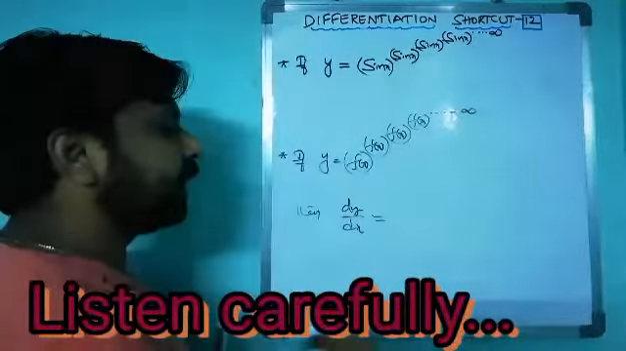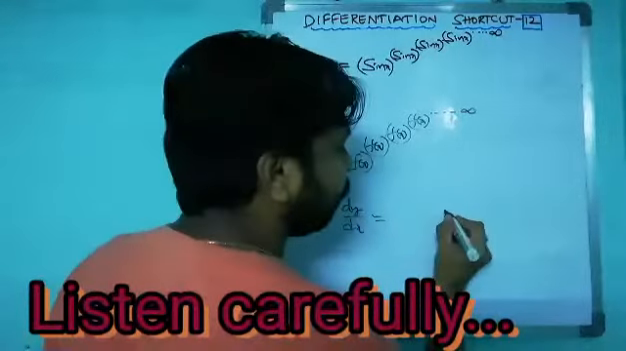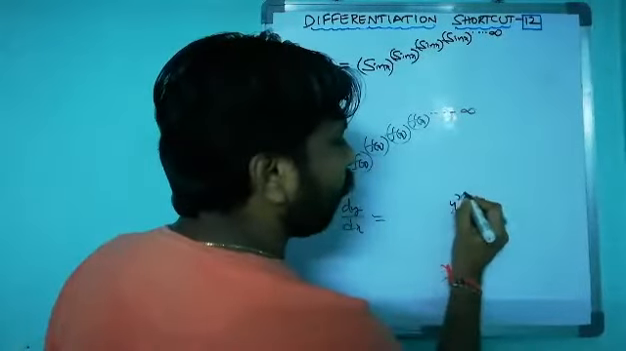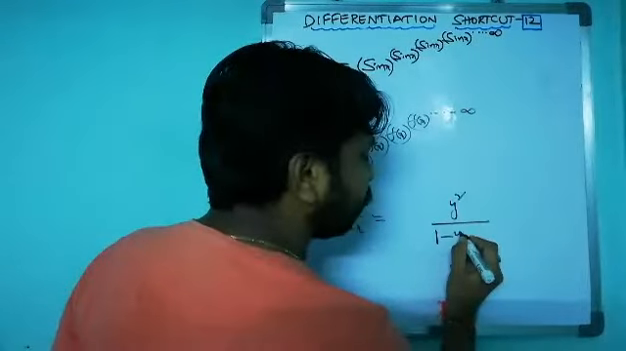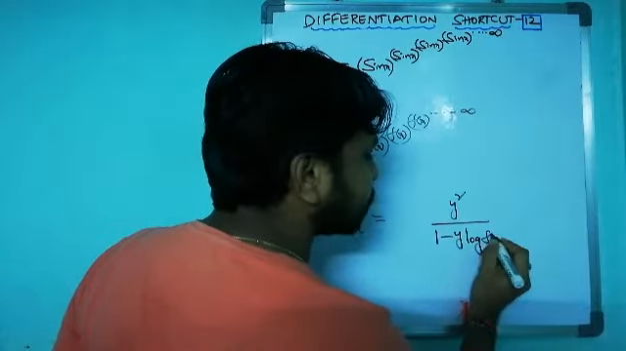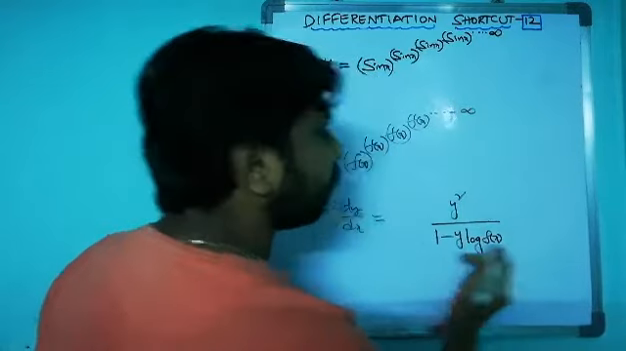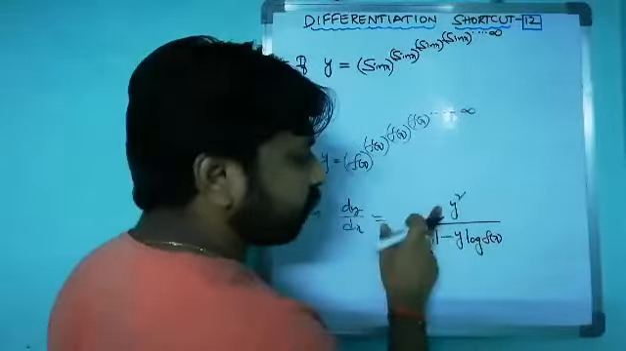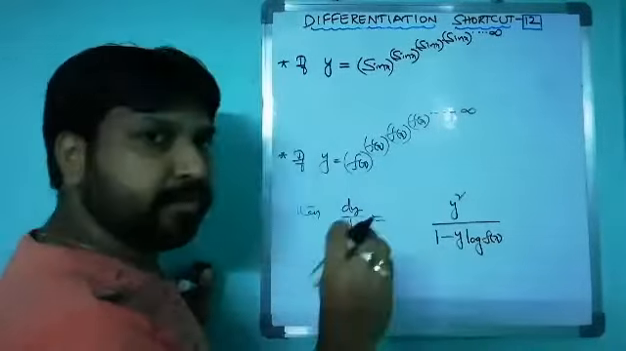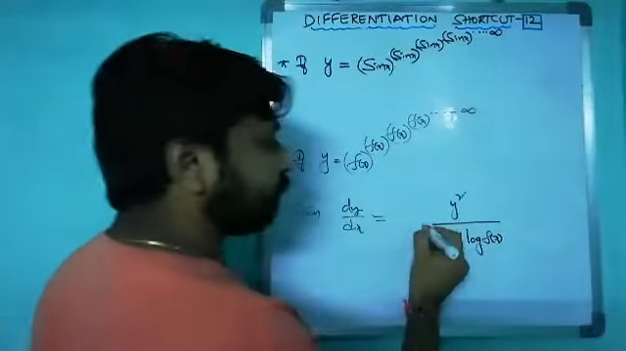Then dy by dx can be written as, very easy friends, y square by 1 minus y log f of x. This is common for all these kinds of questions. What is the common part, friends? y square by 1 minus y log f of x is common.